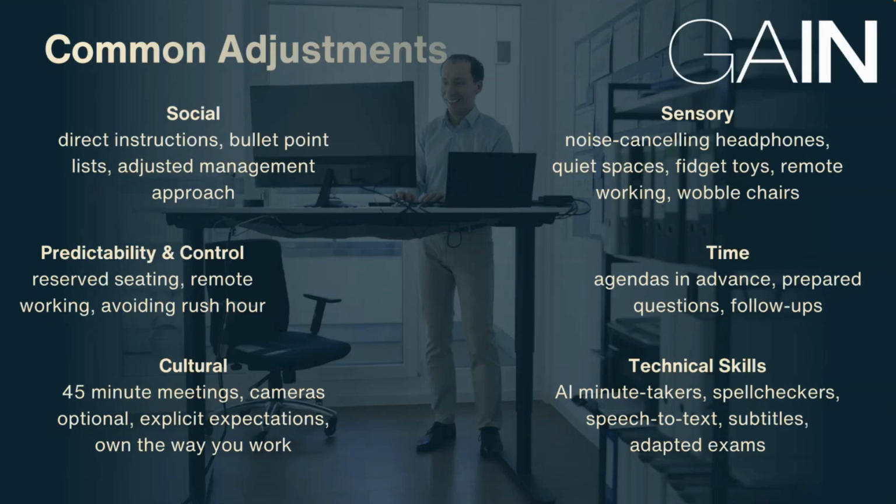We can keep meetings to 45 minutes if we notice that some colleagues are starting to disengage during long meetings. During video meetings, we can make cameras being on optional. We can give explicit guidance about expectations around dress code and overtime. We can allow the use of noise-cancelling headphones, the use of quiet spaces in the office, fidget toys and standing desks, wobble chairs. All of these can be immensely helpful for people who have differing sensory needs. We can also help those with differing sensory needs even further by allowing them to work from home.